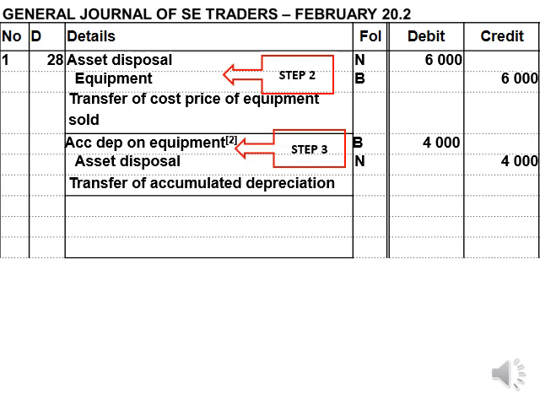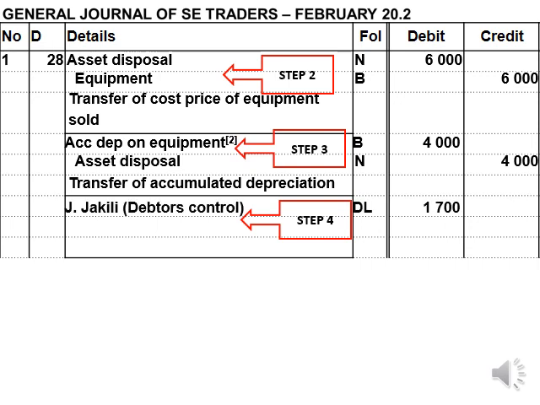And then we need to bring into account the selling price. We have sold it on credit to J. Jacquill. So J. Jacquill is going to owe us more, so his account needs to be debited as well as debtors control, and asset disposal will be credited, and that is then step number 4.